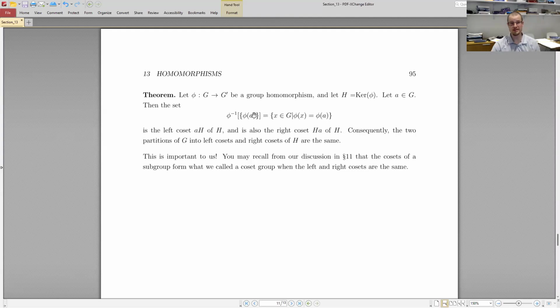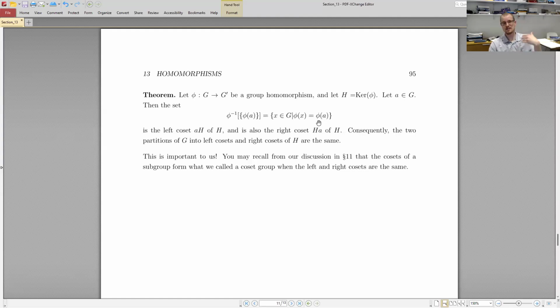And that happens to be also exactly the preimage of phi of A, based on the definition of preimage. So phi inverse of phi of A. Right, there's that composition there. Whatever this gives me, phi of A, when I go back into G, I'm looking for all the things that give me that as well. So this is kind of a crazy notation.